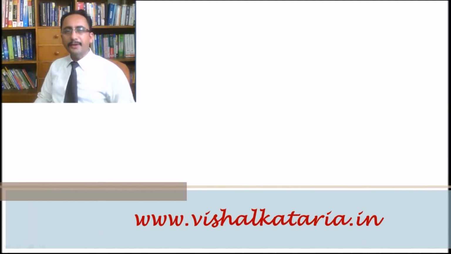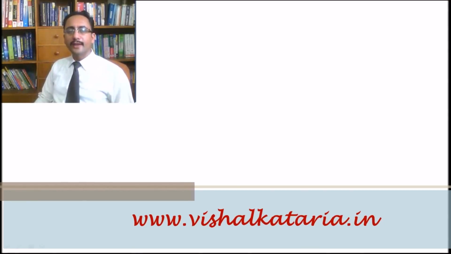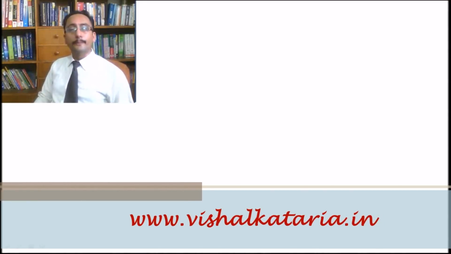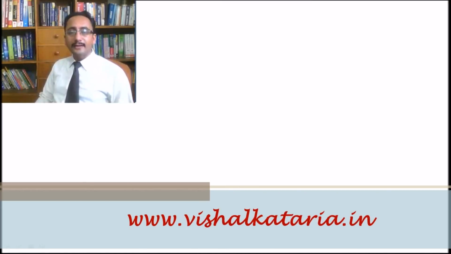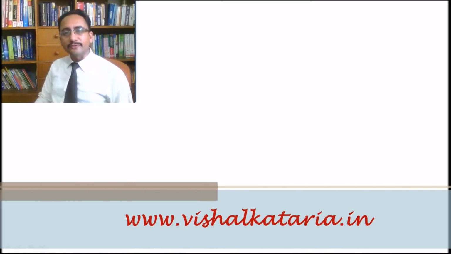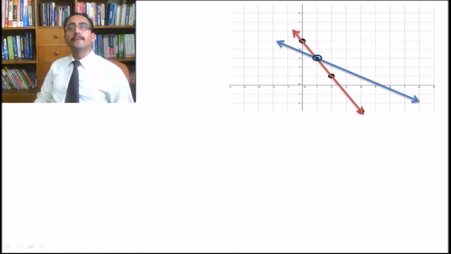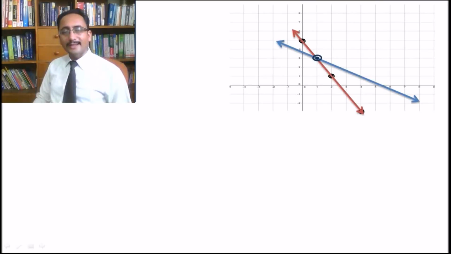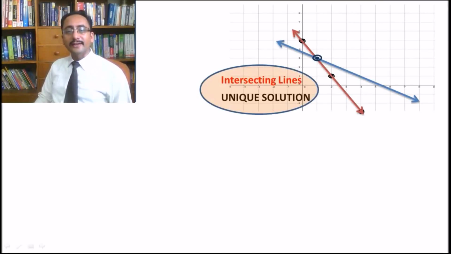If any pair of linear equations is given to us and we plot the graphs of both the linear equations, we can come across three different kinds of situations. The first one, which I have already discussed, is where we get intersecting lines. Both lines intersect at a specific point, and in that case we will have a unique solution.